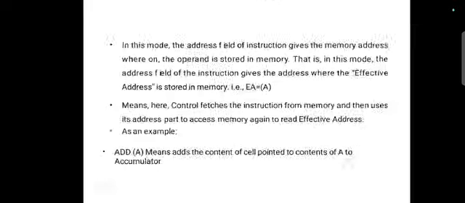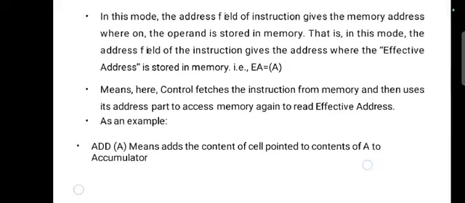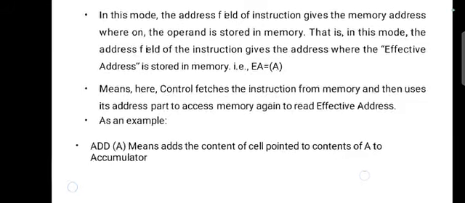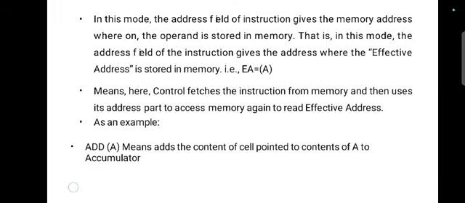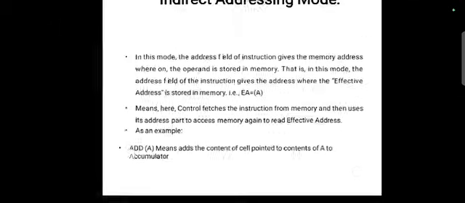And indirect addressing mode is the reverse of direct addressing mode. Here EA equals A, where EA is the effective address. The control fetches the instruction from memory and uses its address field to access memory again to read the effective address. For example, ADD A means add the content of the cell pointed to by the content of A to the accumulator.